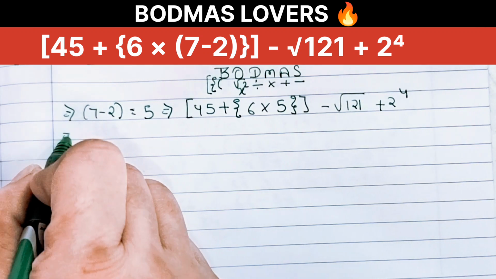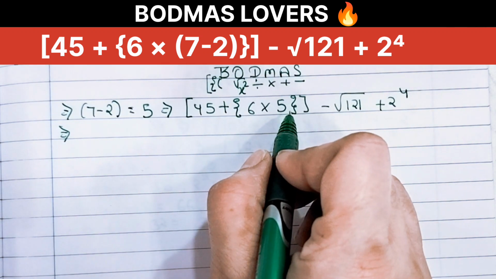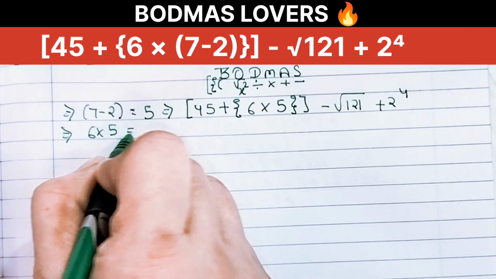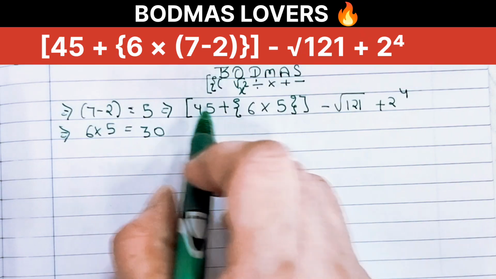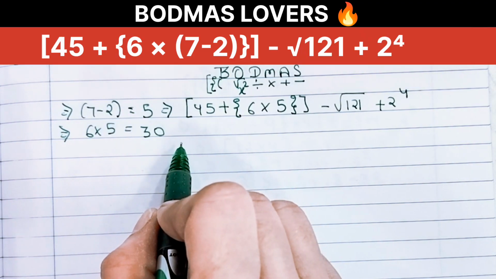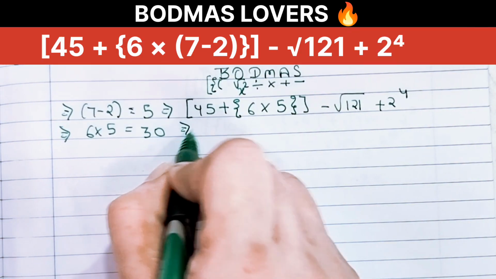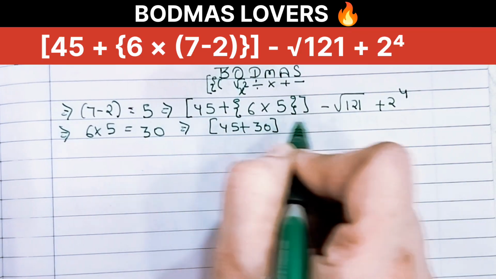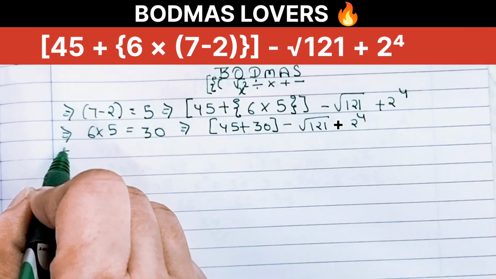Move to the next step. Simplify the curly braces. Solve the multiplication inside the braces. 6 multiplied by 5 will get 30. Now that the round brackets are eliminated, the curly brackets become the next innermost grouping to clear. Now the current expression becomes 45 plus 30 and then square bracket of minus root 121 plus 2 power 4.